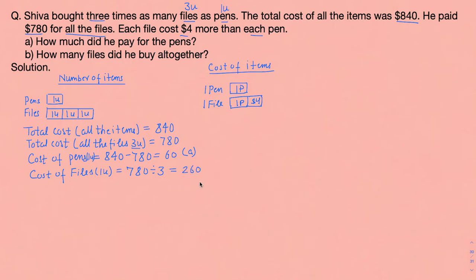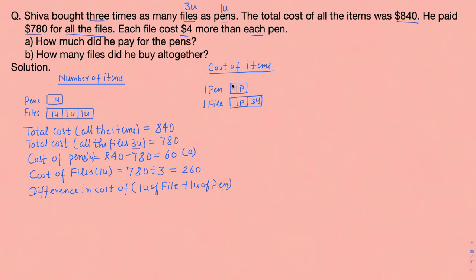Okay, 260, right? Now let's find out the difference in the cost of 1 unit of files and 1 unit of pens, right? Let's find the difference. So the difference in the cost of 1 unit of file and 1 unit of pen, right?